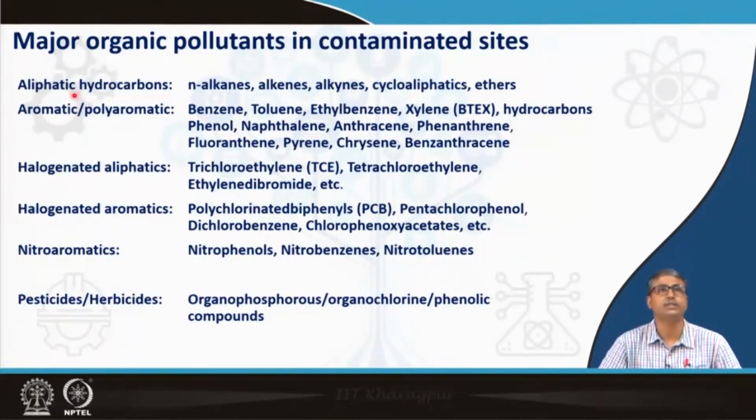As you can see, it includes a diverse array of hydrocarbon molecules, including aliphatic hydrocarbons and aromatic hydrocarbons, which include monoaromatics, substituted aromatics and polyaromatics, as well as halogenated aliphatics and halogenated aromatics, where halogen groups are added either to aliphatic molecules like trichloroethylene or tetrachloroethylene, or to aromatics like polychlorinated biphenyls, pentachlorophenol, etc. Then nitroaromatics, where nitro groups are added to aromatic compounds, and different pesticides, herbicides, etc. So these are the common classes of organic pollutants generally present.